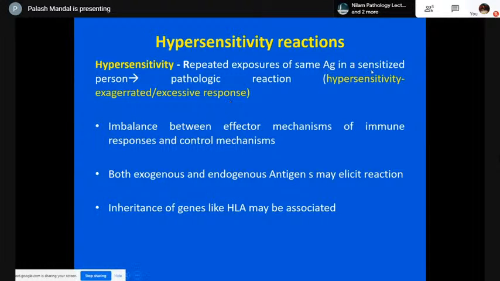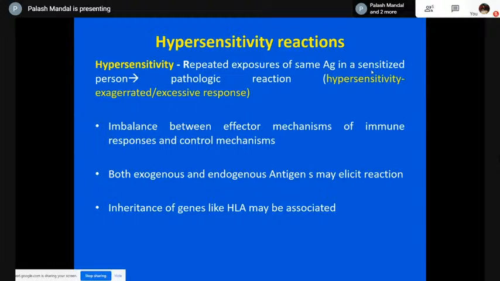Who is a sensitized person? A sensitized person is someone who has already experienced the antigenic exposure. That person is known as a sensitized person. Anybody can be a sensitized person, because anybody who has had a previous exposure becomes a sensitized person. Suppose in my case, I am just recovering from COVID infection, so I am a sensitized person towards COVID-19. I have developed some antibodies against this virus.